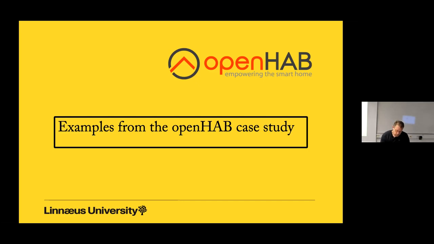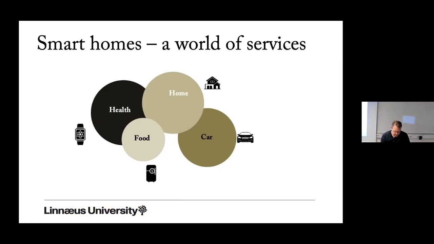Good. In order to illustrate the process I showed you in the previous slide, well, we can have a look at some examples from a case study that we developed. It has a few years, and the actual software has developed a lot, but the basics is still there. So it is a platform for home automation. Sensors and actuators and dashboards and stuff like that. Something that brings different types of services together. It is an interesting area because it is quite easy to grasp for most people.